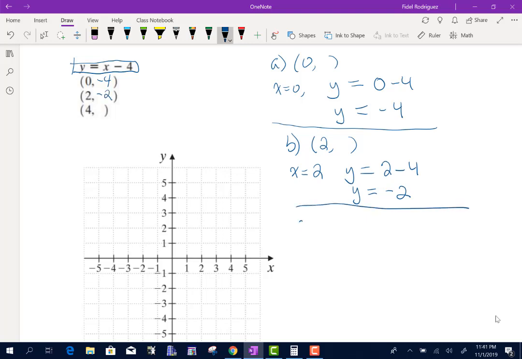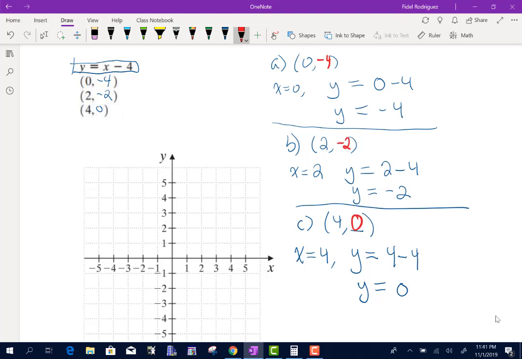Okay? And I'm going to do this a third time, part C. Part C, the point we have is 4, comma, blank, right? So we know that our x number is 4. Okay? So I'm going to write out y equals x, which we already know is 4, minus 4. And we know that 4 minus 4 is 0. So right here, I'm going to write in the number 0. So again, just to think about it, I can do them here too. Let's see, we got a negative 4, right? So I can put a negative 4 there. We got a negative 2 here, and we got a 0 here.